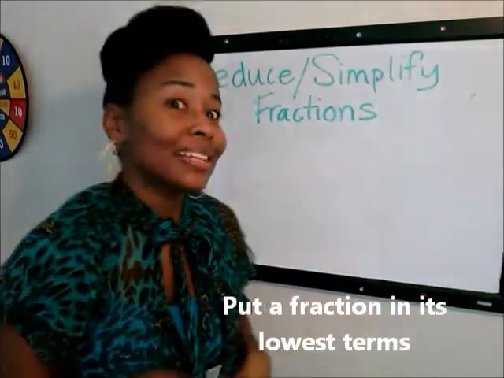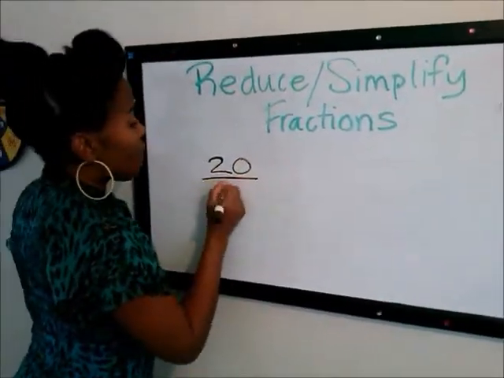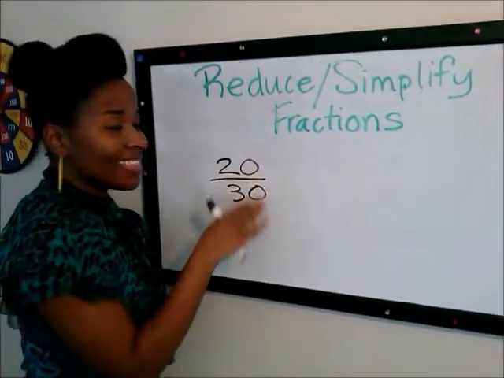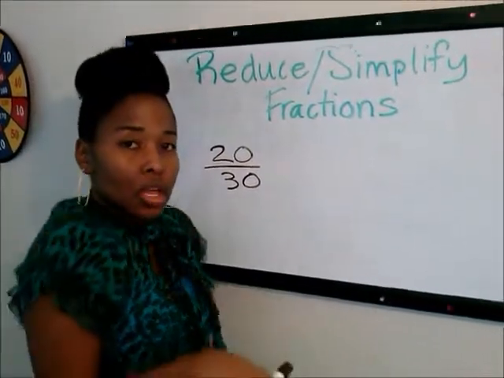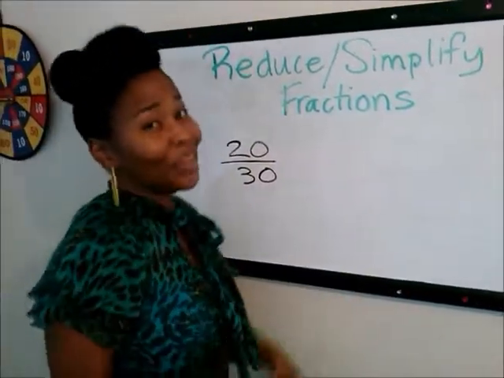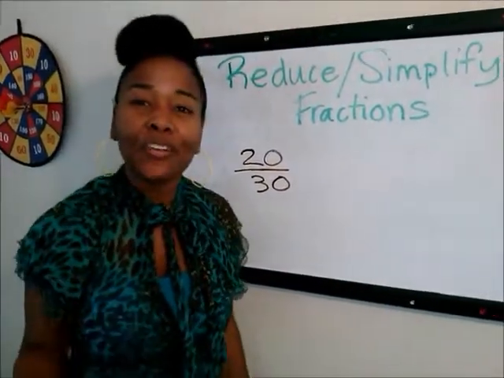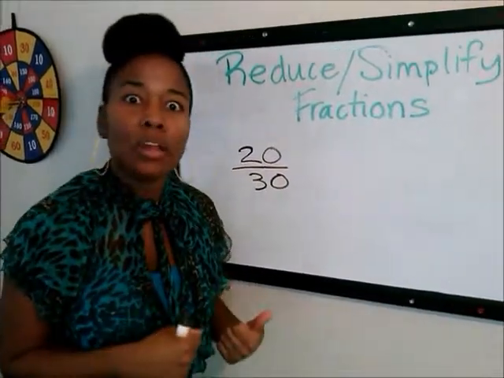So for example, let's take this first example. Let's say we have 20 over 30, 20/30ths. This is not the lowest terms it's possibly in. You want it to go lower and lower. What you want to do is figure out what you can divide both of these numbers by to make it as small as possible.